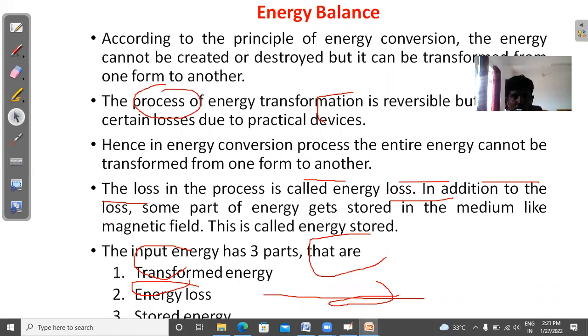So how do we balance the energy? Whenever we convert electrical energy to mechanical energy, or mechanical energy to electrical energy, we balance the energy, and that is the parameter we calculate. During conversion, losses will definitely be formed. That is called energy loss. So the input energy divides into transformed energy, energy losses, and stored energy.